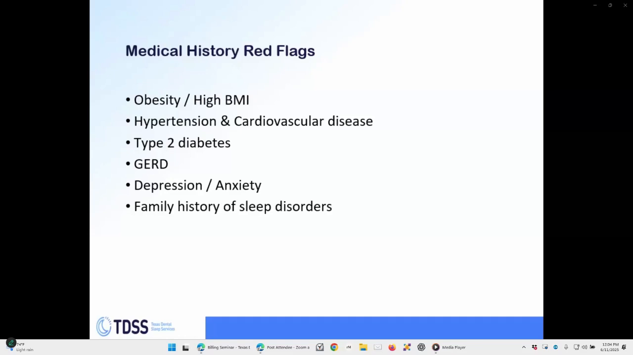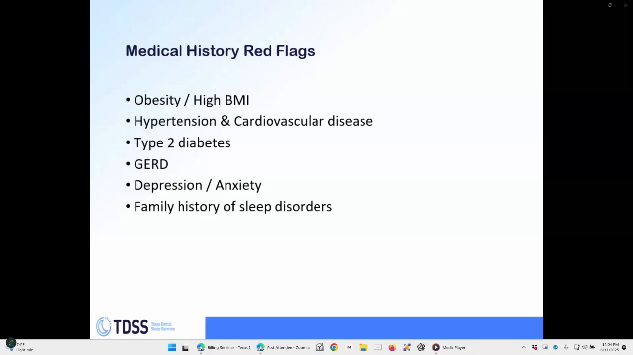It's also really crucial to ask about depression or anxiety. These can be symptoms of poor sleep or potentially linked conditions themselves. And don't forget medications. You've got to ask about those, especially any that might affect sleep or breathing. And family history, that's important too. If a close relative has obstructive sleep apnea or other sleep disorders, the patient's risk might be higher.